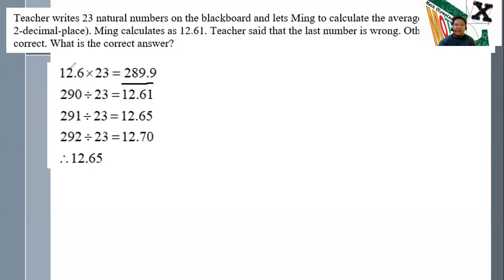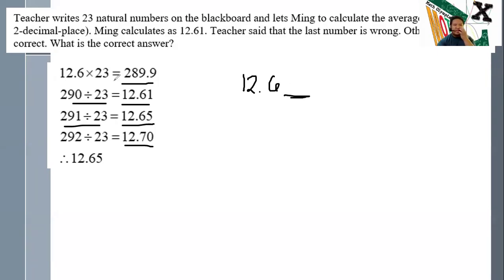If you go backward to 289, that's less than 12.60. So we'll guess and check. 290 divided by 23 will give us 12.61. 291 divided by 23 is 12.65 already. And 292 divided by 23 is 12.70. So again, the 12.6 part is correct, so the last number is wrong. We don't know exactly what the last number is.